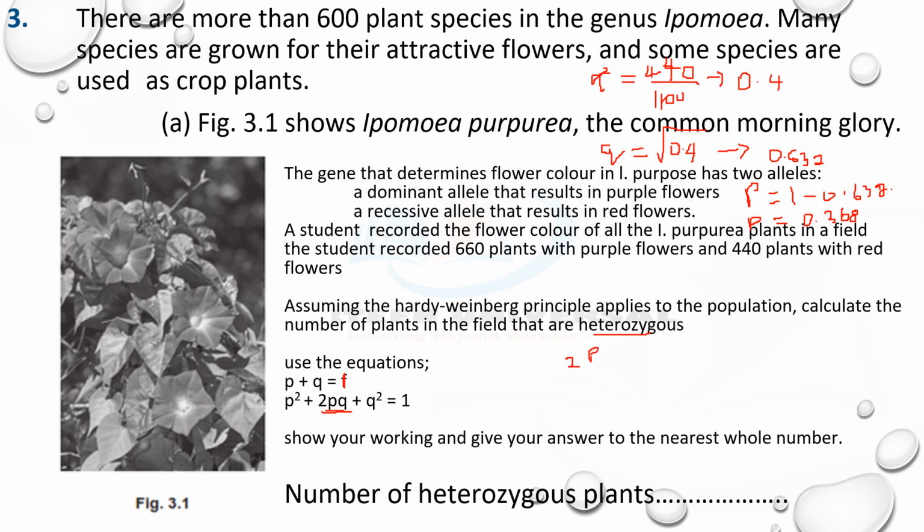Now we know q, right? We know p. So we just multiply them. The frequency times the total number. The frequency is 2 times p. P is what? 0.368. So help me punch the calculator.